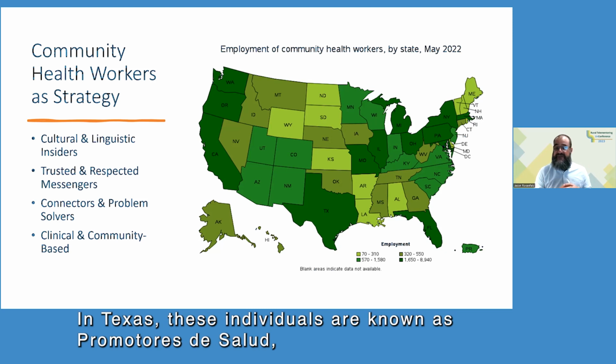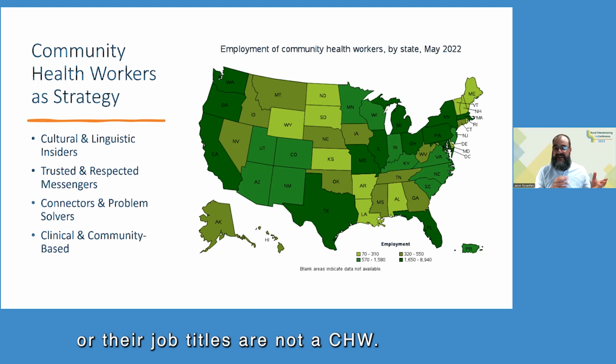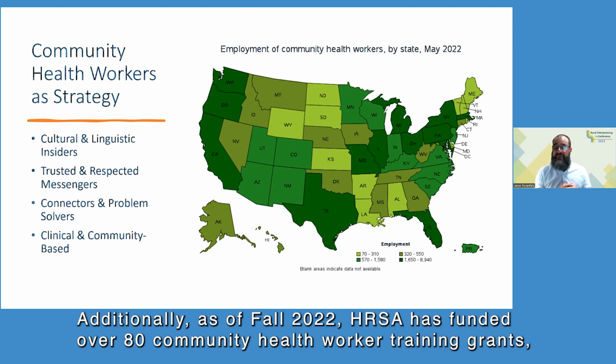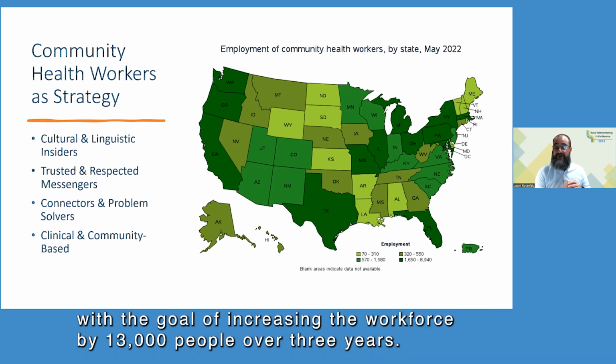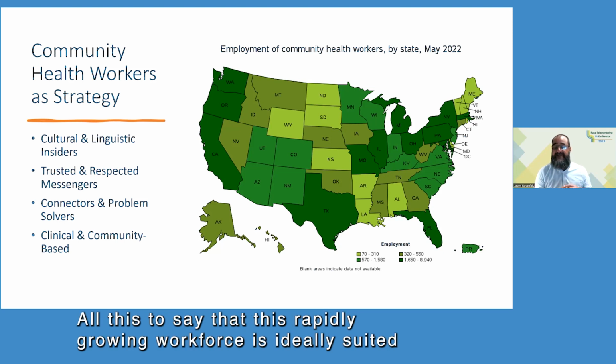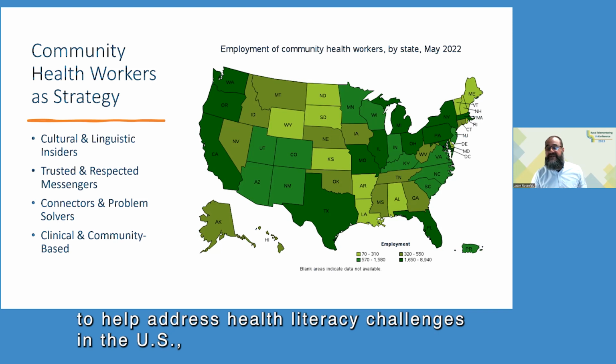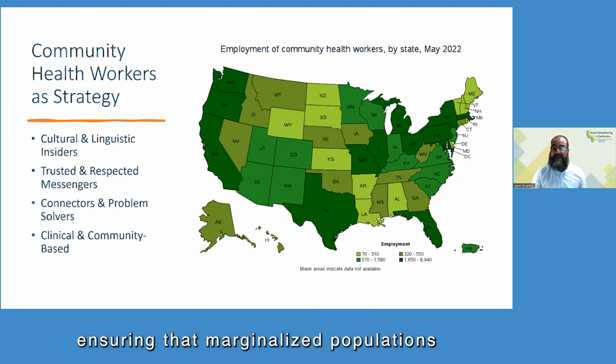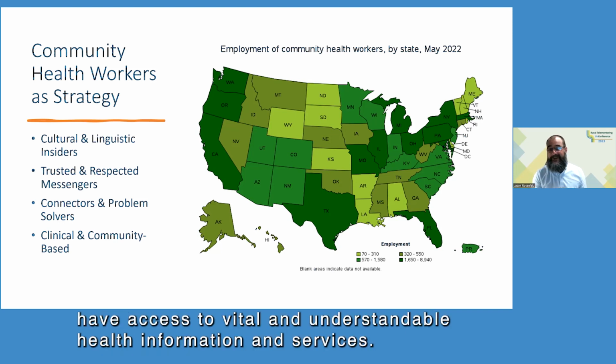In Texas, these individuals are known as promotores de salud, or their job titles are not CHW. Additionally, as of fall 2022, HRSA has funded over 80 community health worker training grants with the goal of increasing the workforce by 13,000 people over 3 years. All this to say that this rapidly growing workforce is ideally suited to help address health literacy challenges in the US, ensuring that marginalized populations have access to vital and understandable health information and services.